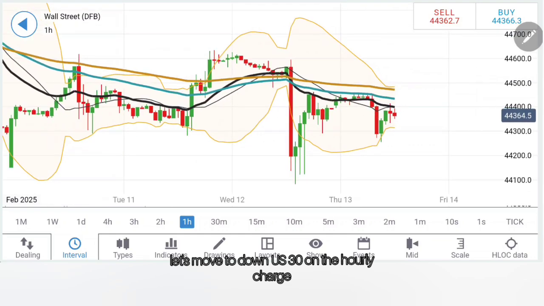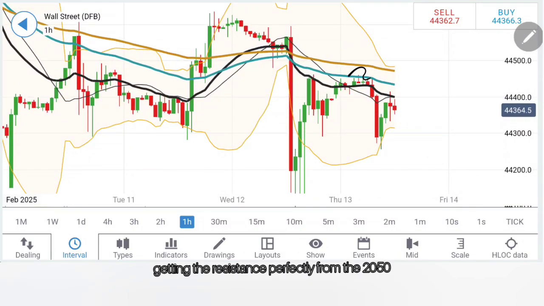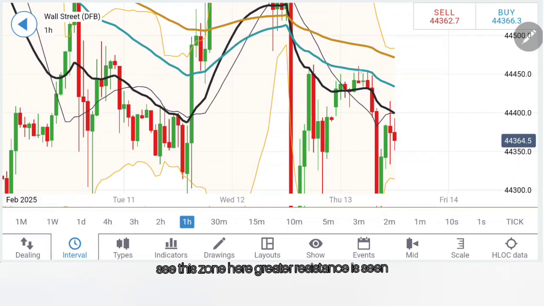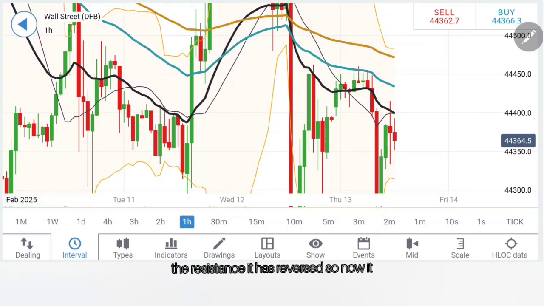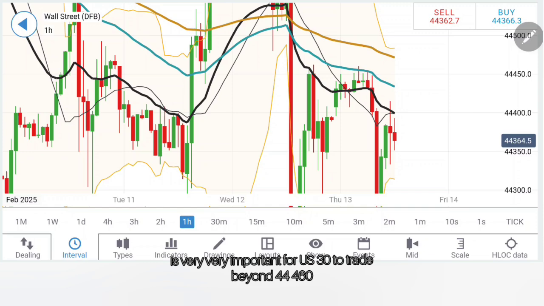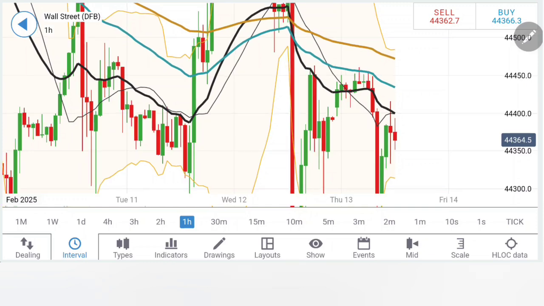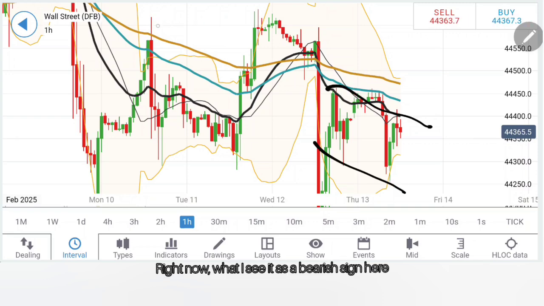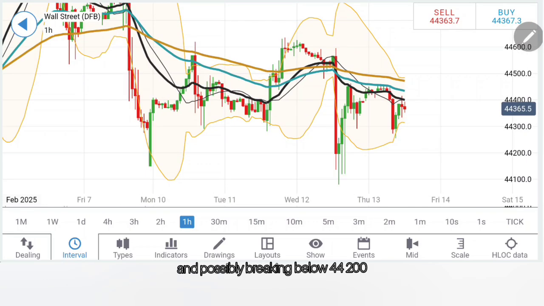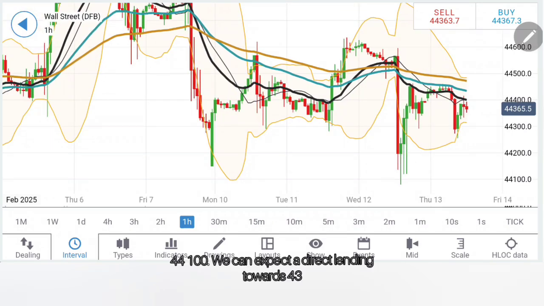US30 on the hourly charts, getting the resistance perfectly from the 20-50 period moving average, trying to reverse. Now see this zone here, greater resistance is seen, and from the 20-50 period moving average, finding the resistance, it has reversed. So now it is very very important for US30 to trade beyond 44,460 levels, and once it trades beyond 44,460, you can confirm a reversal. Right now what I see is a bearish sign here, and possibly breaking below 44,200, 44,100, we can expect a direct landing towards 43.